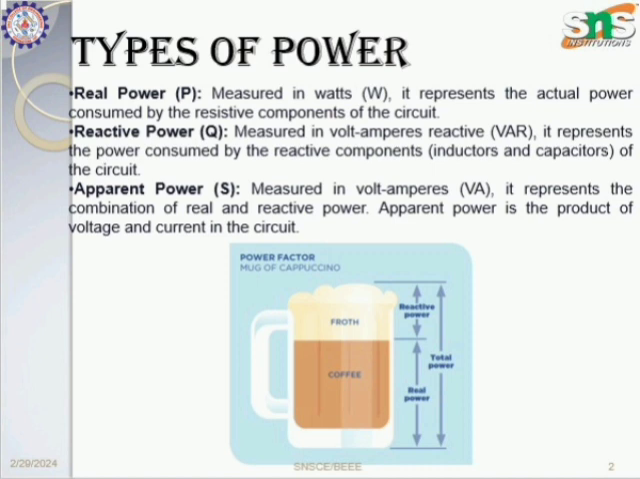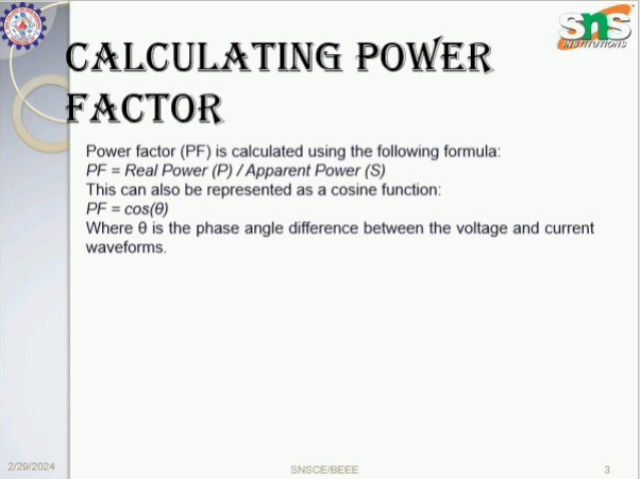Then what would be a reactive power? It can be well compared with the froth that is actually available in a coffee mug. So this reactive power which is represented as Q is measured in volt amperes reactive, VAR, and it represents the power which is consumed by the reactive component. Say it could be an inductor, capacitor, anything. So what could be the apparent power? It is nothing but the combination of both, summation of both.